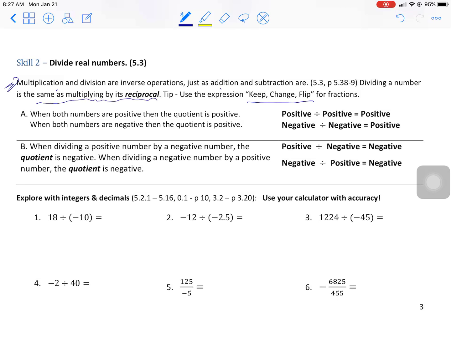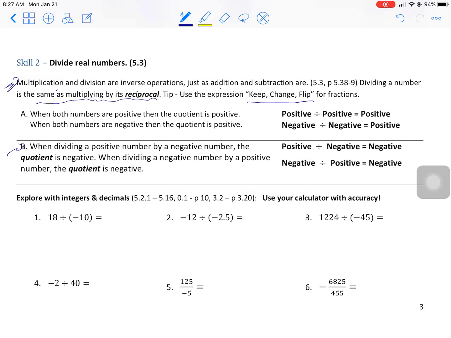So when both numbers are positive, the quotient is positive. You have a positive number divided by a positive number, you get a positive number. If both numbers are negative, a negative number divided by a negative number, you get a positive number. When dividing a positive number by a negative number, the quotient is negative. Negative divided by positive is a negative.